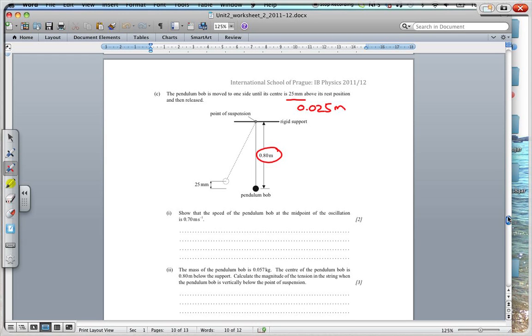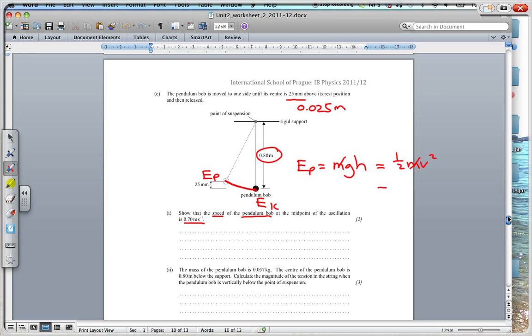So that's that. Show that the speed of the pendulum bob at the midpoint of oscillation is 0.7 meters per second. Basically we're going to use that your EP is going to equal the EK, because as it swings down, that potential energy is changed into kinetic energy. So EP equals mgh, and that equals the kinetic energy, which is a half mv squared.